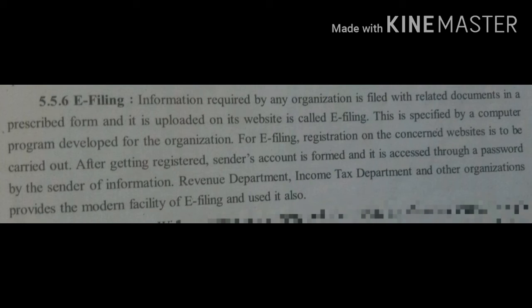So here in e-filing, registration on the concerned website is to be carried out. After getting registered, the sender's account is formed and it is accessed through a password by the sender of information.